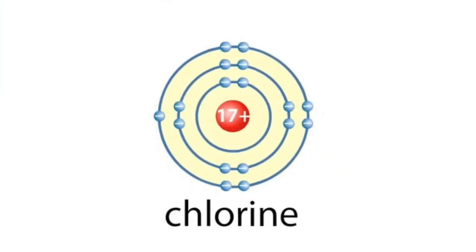Chlorine also has electrons in 3 electron shells, but its third shell contains only 7 electrons. In chemical reactions, chlorine has a tendency to gain an electron, filling this shell with 8 electrons. This tendency to fill the outermost electron shell with 8 electrons is known as the octet rule.